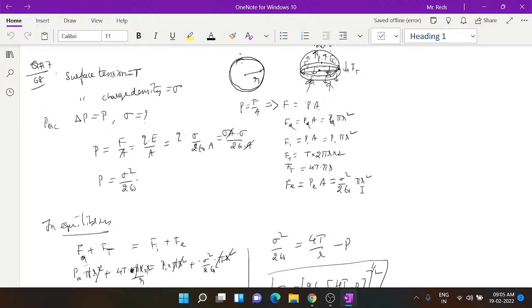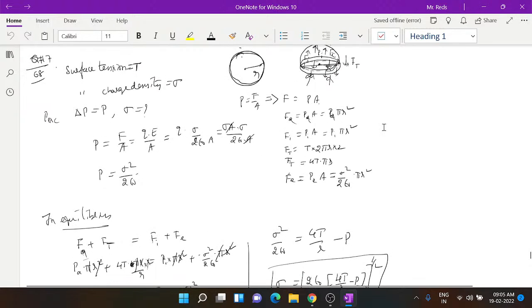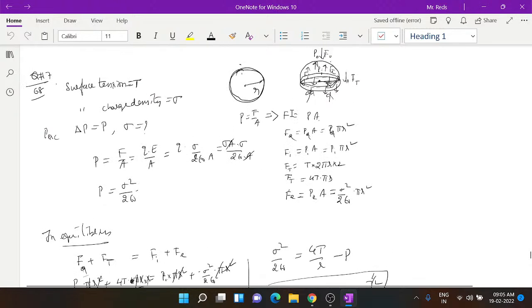So the question is: a charge is given to a soap bubble so that the surface charge density is sigma. If the excess pressure on the soap bubble is P, and the surface tension of the soap bubble is T, then what is sigma? To understand this, we first have to recollect what forces are acting on it so that it stays in its shape.